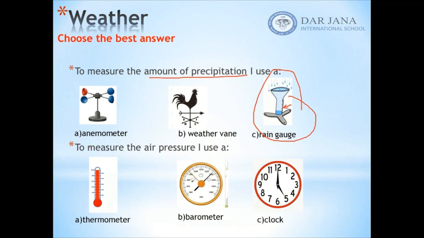Now to measure the air pressure or the weight of air pressing on earth, what do I use? Do I use a thermometer, a barometer, or a clock? Let's see. Thermometer, we all agreed that it's not the thermometer, simply because it measures the temperature or how hot or cold something is. Of course, it's not the clock. The clock shows us the time. It's something called the barometer.